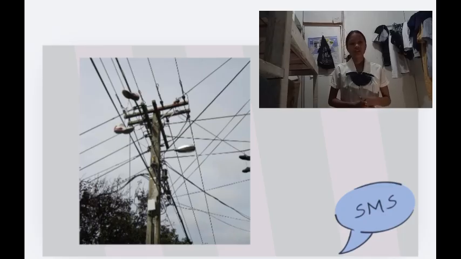Example of this is telephone poles on the street carry fiber and telephone wires. Another one is electric posts carrying internet wires in neighborhoods.